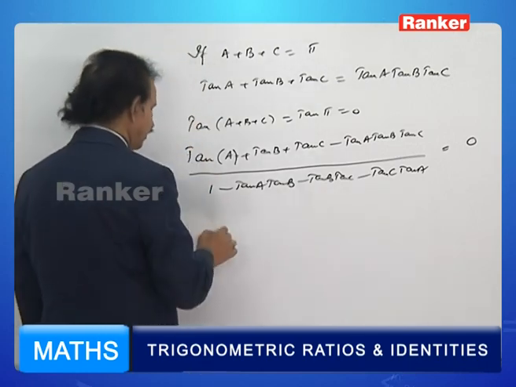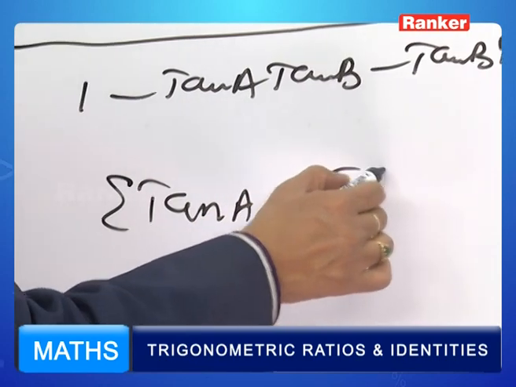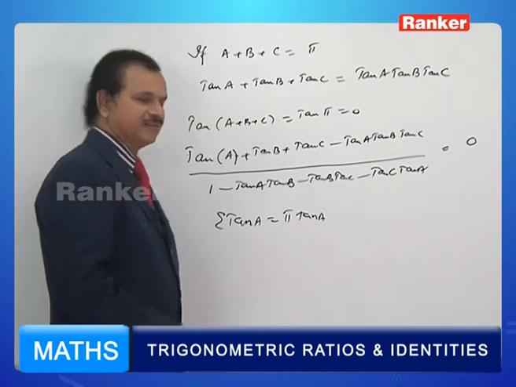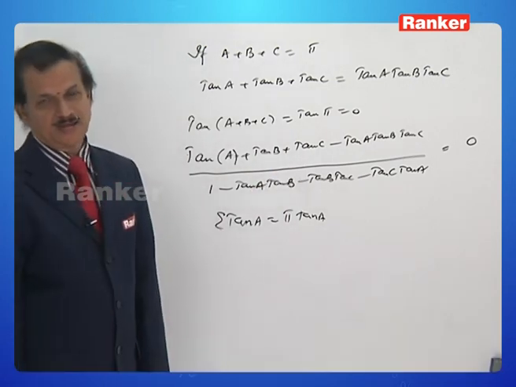So, this is 0. Sigma tan a is equal to pi tan a. What do you mean by pi of that? Product of that. That is, tan a plus tan b plus tan c is equal to tan a tan b tan c.